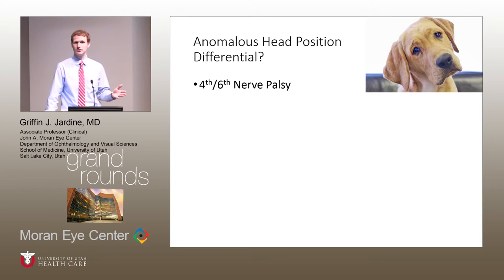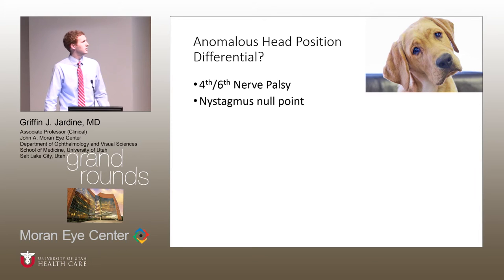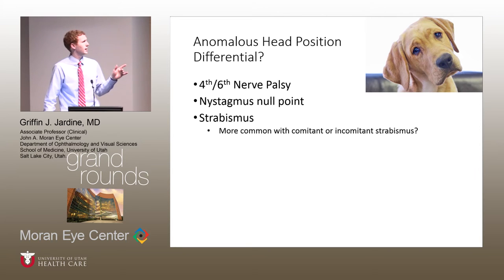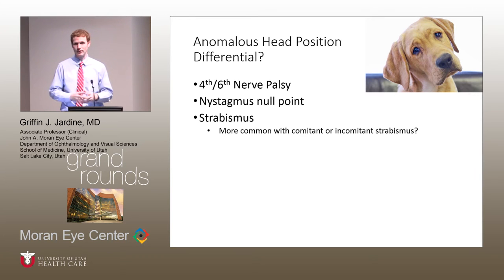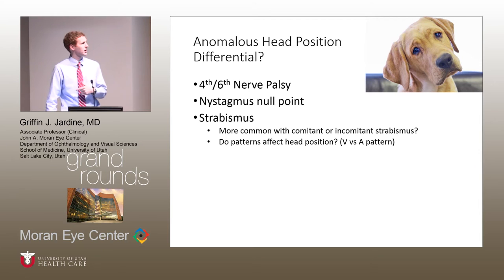So with sixth nerve palsies, we often see a head turn away from the eye that can't abduct. Nystagmus, null point. Do you think in strabismus, causes of anomalous head positions, it's more common with comitant or incomitant strabismus? Incomitant, definitely. I know Bob's going to talk about A and V patterns. We see it with pattern strabismus as well, like an esotrope with the V pattern will often put their chin down to use the V pattern to their advantage to actually try to potentially obtain fusion.